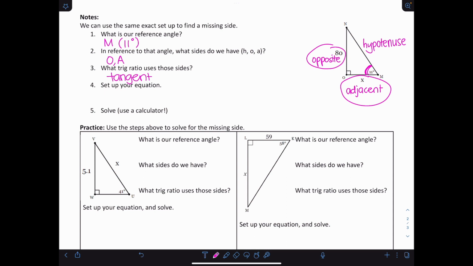With these three parts, we can now set up our equation. We're going to start with our trig function, or trig ratio, which we know has to be tangent. Next to the tangent, inside parentheses, we write the angle that we're using. In this case, it's 11 degrees. That is going to be equal to the opposite side over the adjacent side. So our opposite side was 80, and our adjacent side is X. There is our setup equation.